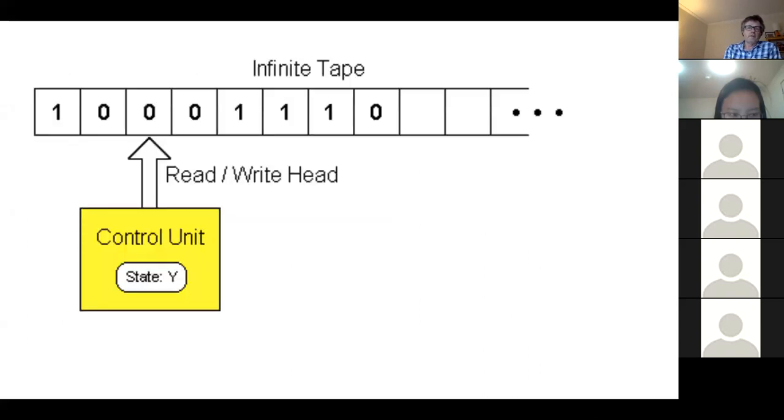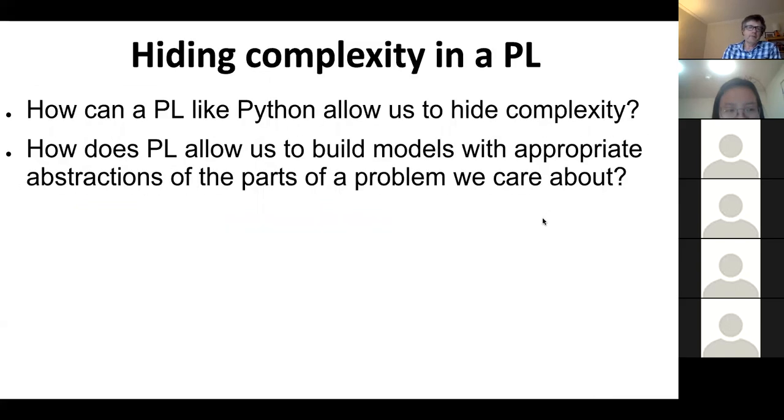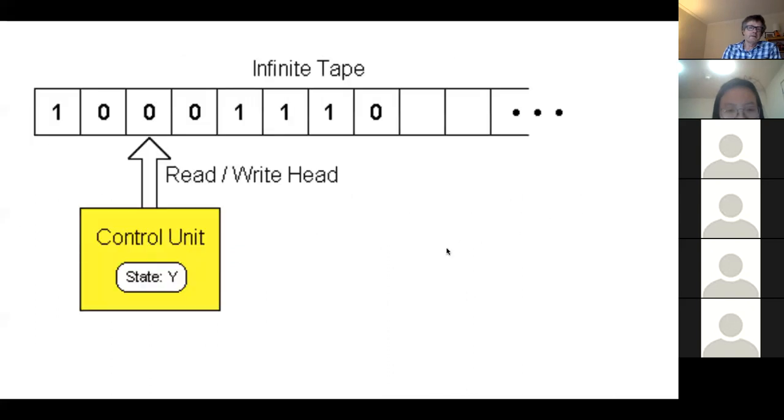And so how does it work? Well, it's sort of like it creates a model of an infinite tape that you can store ones and zeros on, a read-write head, and a state. And you simply read things and write things. You read things and write things from the tape, and you go from state to state, and that's it.